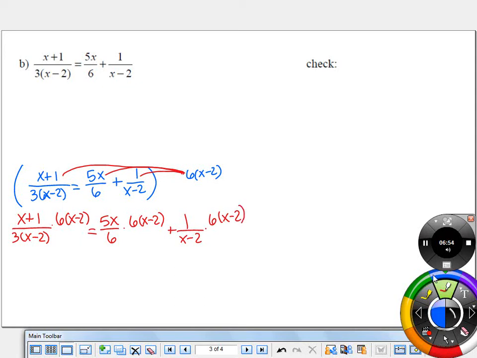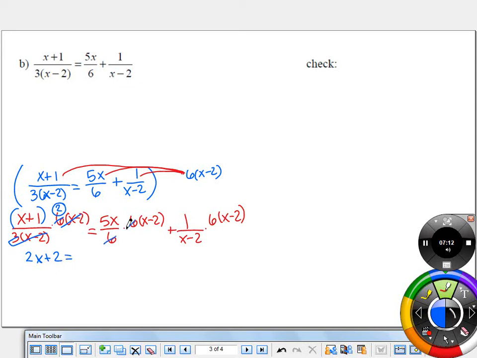Now, as I look at this, in the first term on the left side of the equation, I'm going to see that the x minus 2's cancel and that 3 goes into 6 2 times. That 2 needs to multiply the x plus 1, and that does involve distributing the quantity. So that's going to be 2x plus 2.